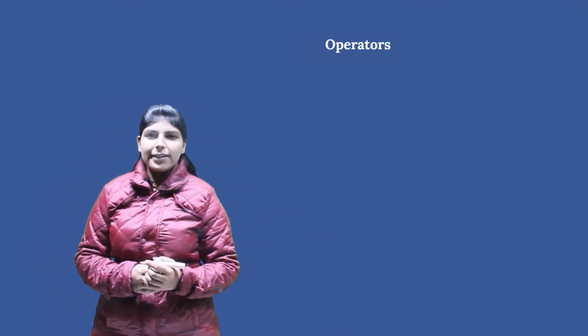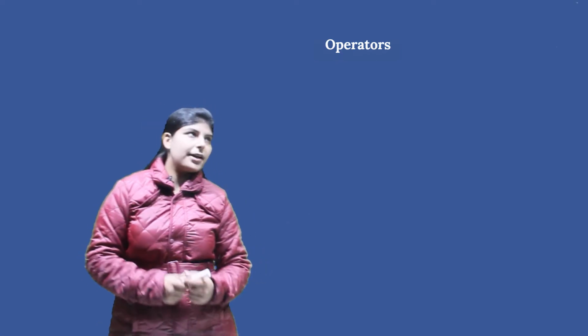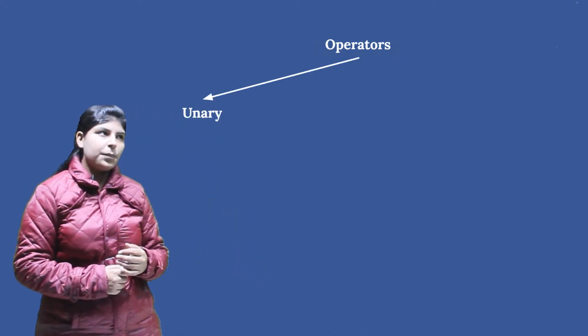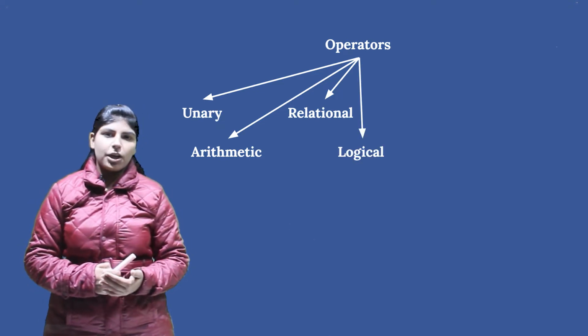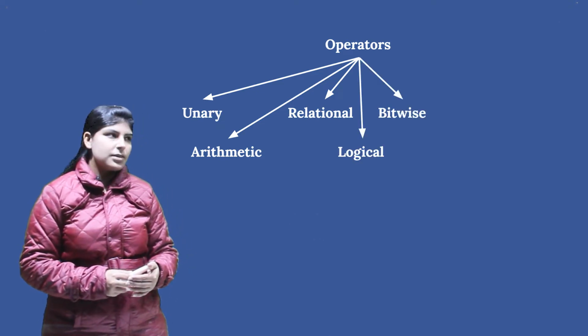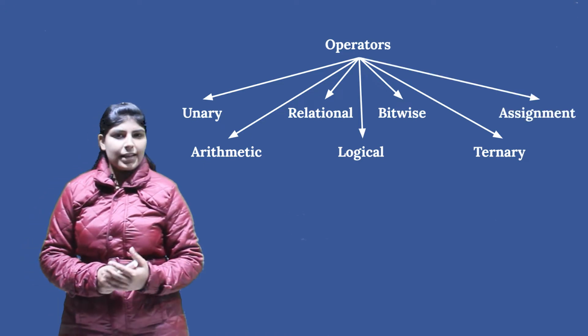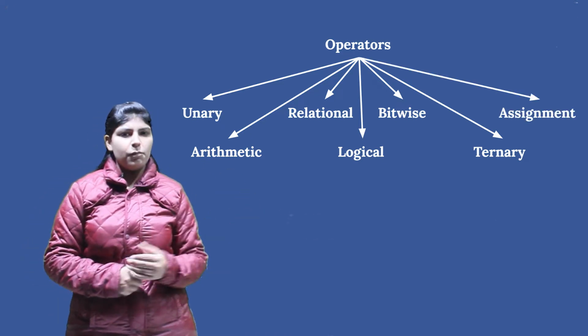So in this lecture, we'll study about the operators that are used in Java programming language. Operators are the symbols that are used to perform a specific operation on the operand. The operators in Java are unary operators, arithmetic operators, relational operators, logical operators, bitwise operators, ternary operator, and assignment operator. We'll study each of them one by one.